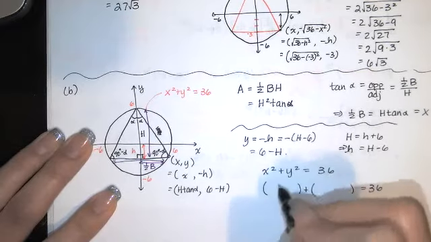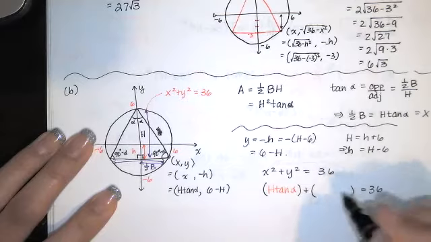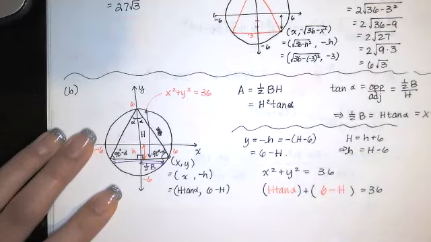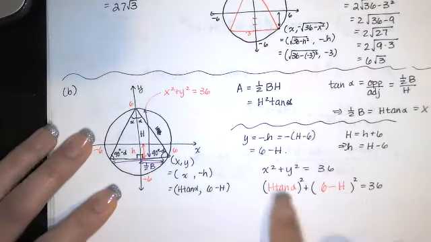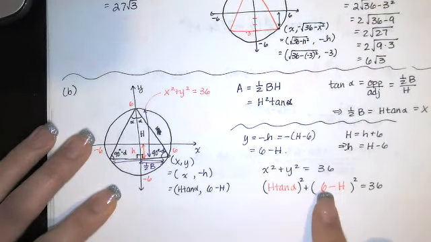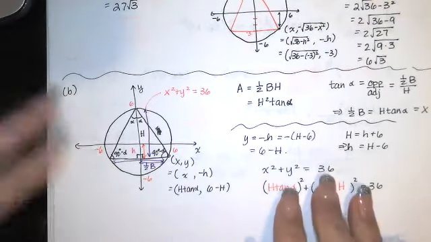So I'm replacing x with h tangent of alpha. I'm replacing y with 6 minus h. Just forgot to square those. Now I can simplify this and solve for h as a function of alpha, which is exactly what we need right here in order to be able to solve this problem. There might be a more elegant way. I have a feeling there's a more elegant way to do this, but I haven't thought of it yet.